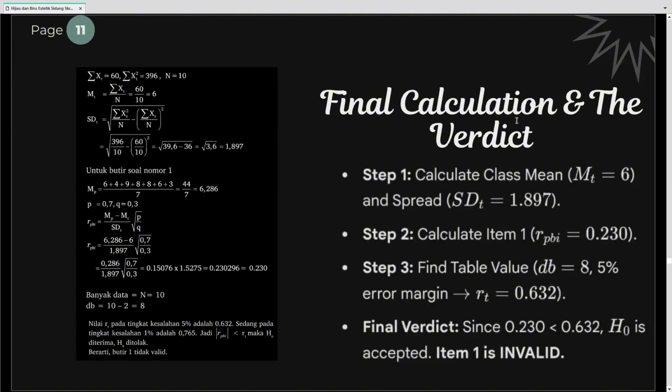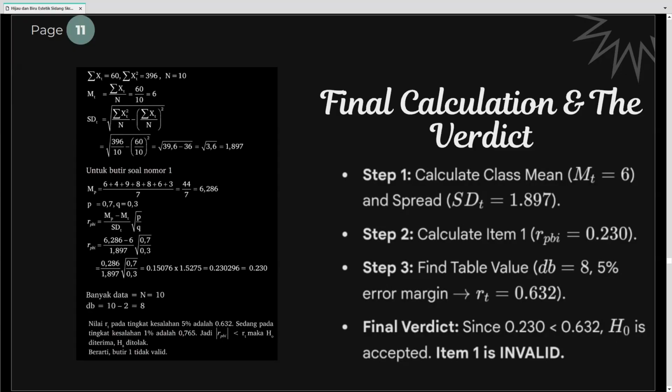Okay, I will continue with the last slide of our chapter. This has three steps. After we get the answers, we isolate the data just for question number 1 and plug it into our point biserial formula. As you can see at the bottom of page 74, our final calculated result is 0.230.